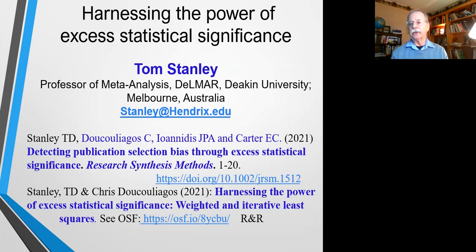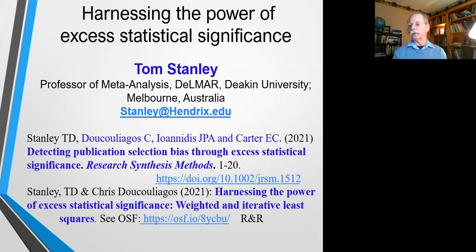Today I'm going to introduce several new meta-analysis methods, both for detecting publication bias and also for correcting publication bias, should it exist in a systematic review in an area of research. These methods are surprisingly simple. It's Statistics 101. By the way, this is joint work with John Ioannidis and Chris Kouliagos.